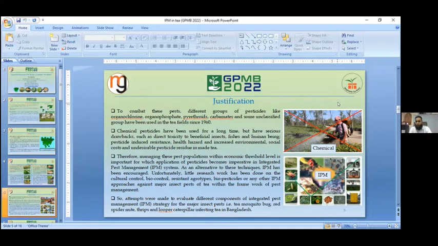We can see the pictorial. First one is chemical control that we discourage in tea gardens, and we promote IPM components. That is another picture we're showing.